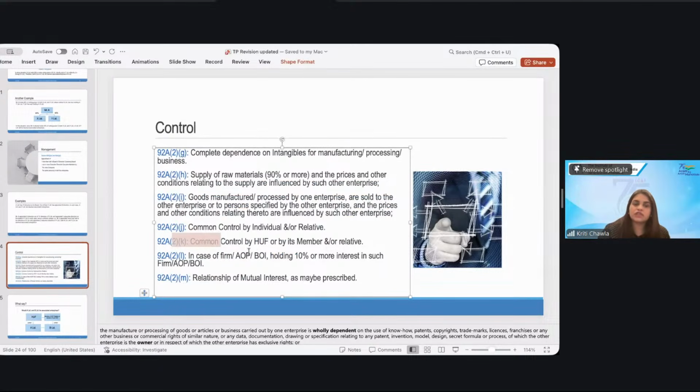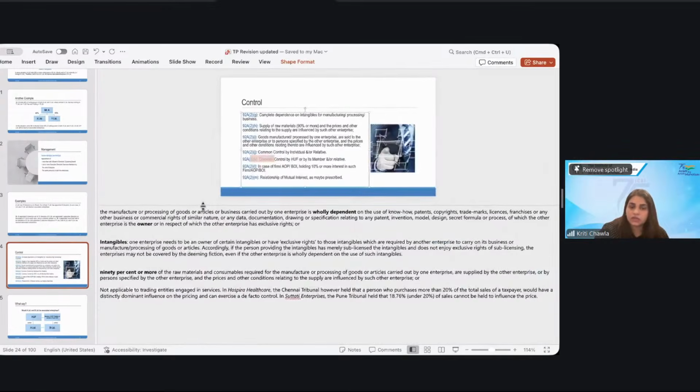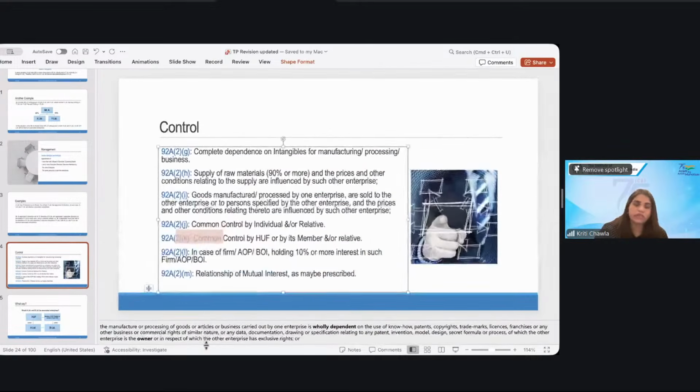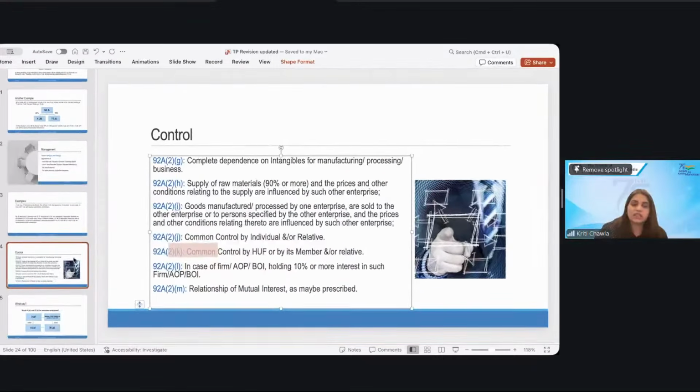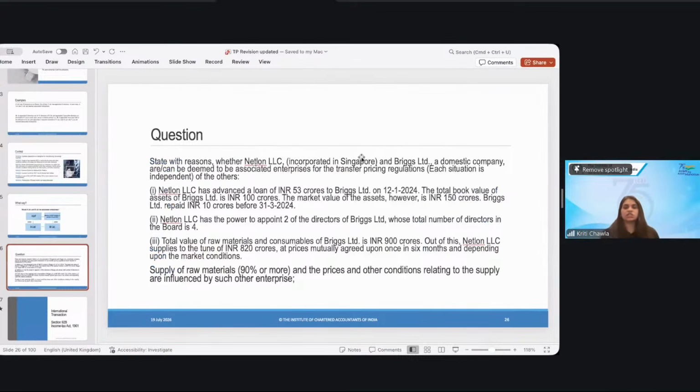L, in case of firm, AOP, BOI, holding 10% or more interest in such firm, AOP, BOI, that can become associated to each other. And then M talks about relationship of mutual interest, but nothing has been prescribed as yet. So these are the control conditions that are essential, and they will cause association.